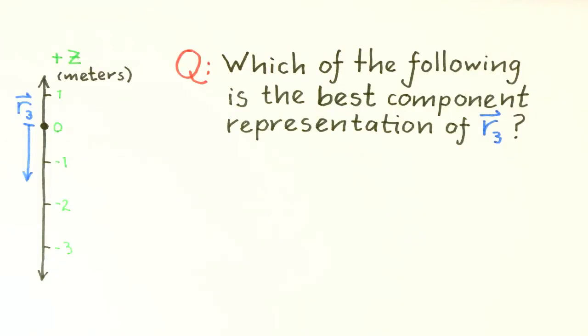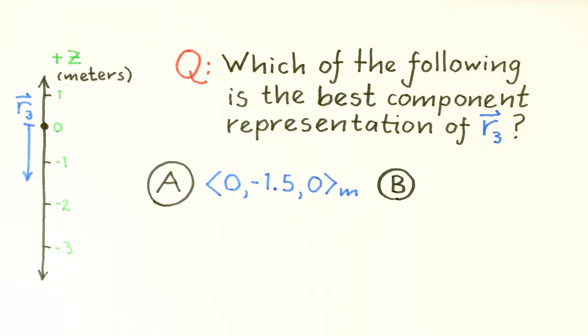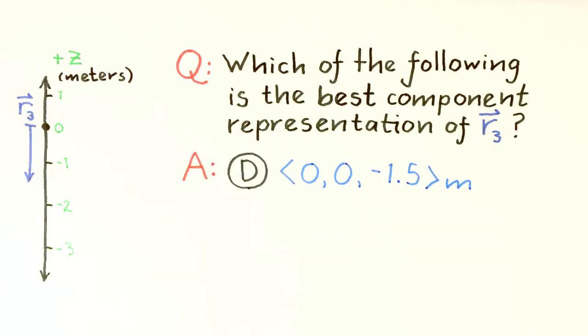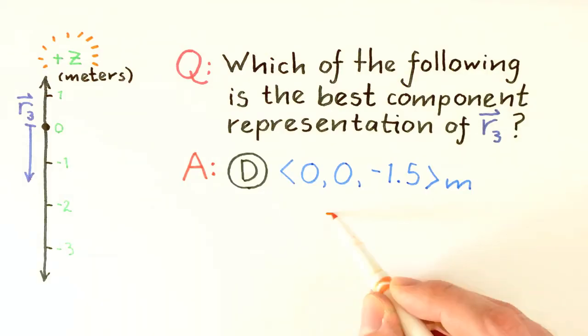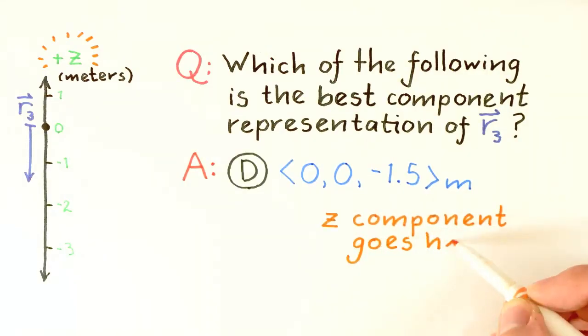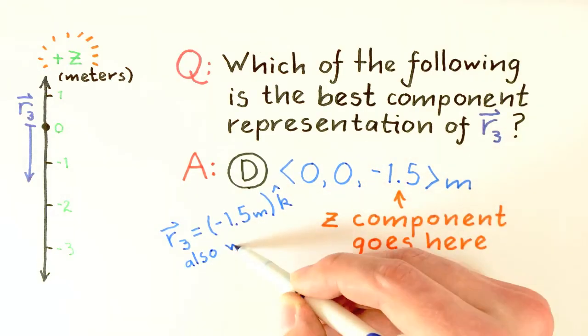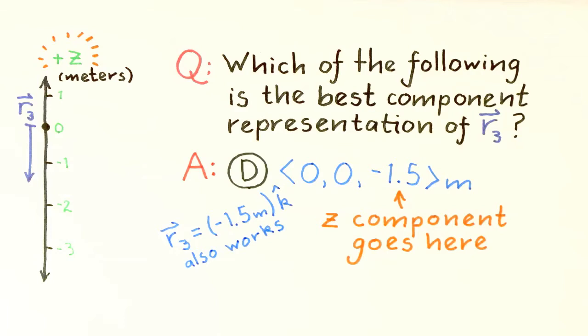Here's a question for you. Which of the following is the best component representation of position vector R3? The answer is D. Since we chose Z as the label for our axis, the non-zero component describing R3 should be placed in the third position when we write R3 using ordered triple notation. As we show here, we can also write R3 using the symbol for k hat, the special unit vector that always points in the plus direction along the z-axis.